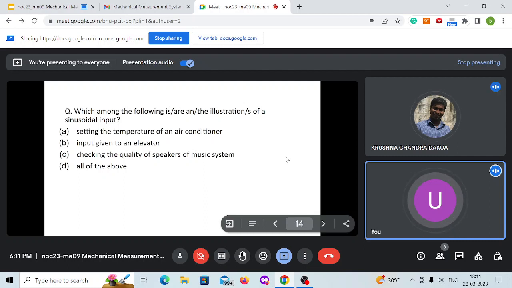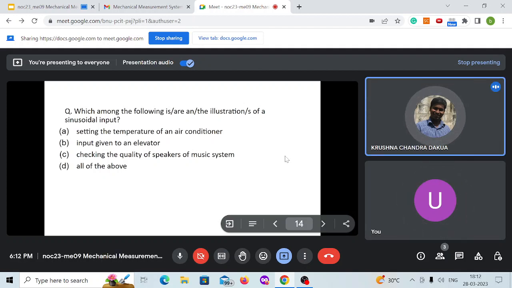Moving next, which among the following is an illustration of a sinusoidal input? A, setting the temperature of an air conditioner. B, input given to an elevator. C, checking the quality of speakers of a music system. D, all of the above. It's asking what could be a sine-wave kind of input, sin omega t.